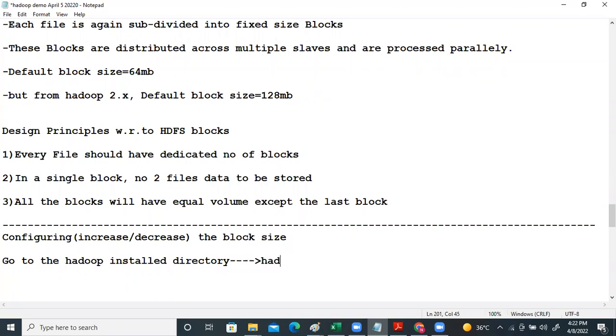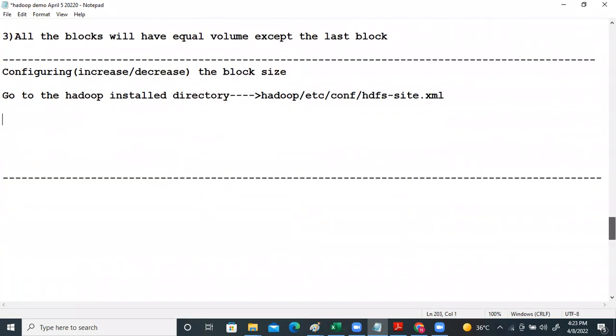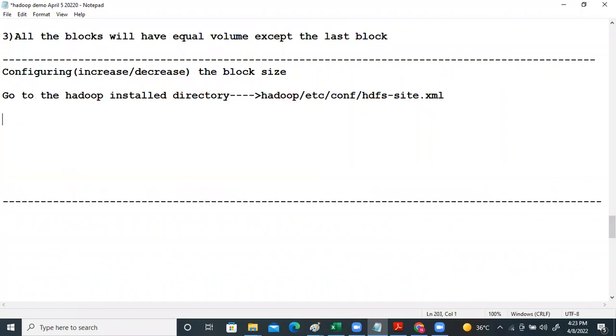Within this Hadoop folder, there will be an etc folder, and within that the conf folder. Within that, the hdfs-site.xml file will be there. It's an empty file as of now, initially empty if you're not configuring anything. Open this file and configure the following.